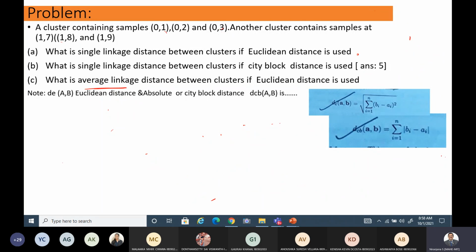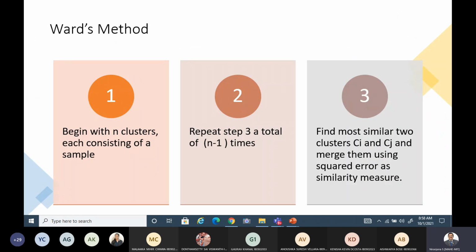Okay, if there is no question, we'll go with another method, which is also one of the bottom-up procedures, said to be Ward's method, but a slightly different approach. Here, the similarity index is not directly a distance, but the procedure of grouping looks like the bottom-up approach, and it has a similar three-step procedure. You need to begin with the n clusters, and you can repeat step 3, n minus 1 times.